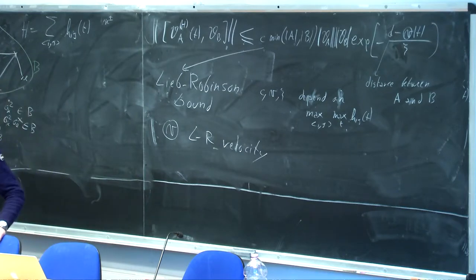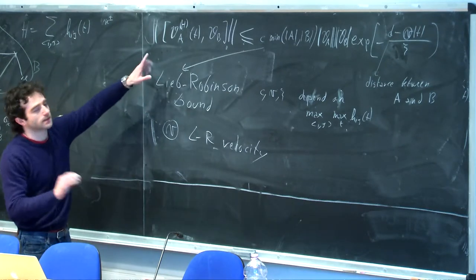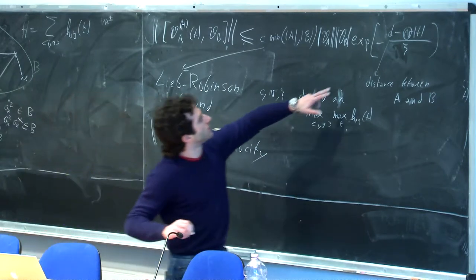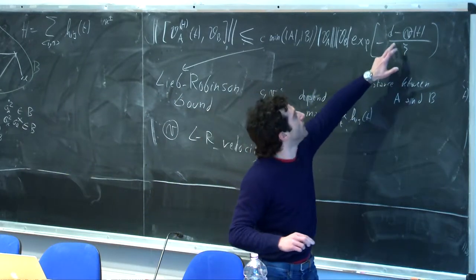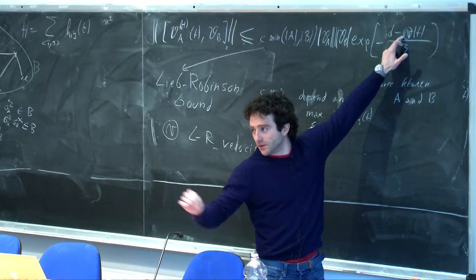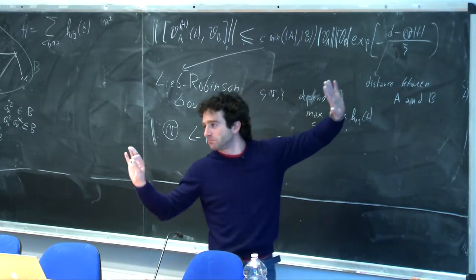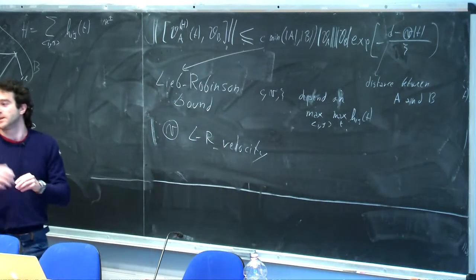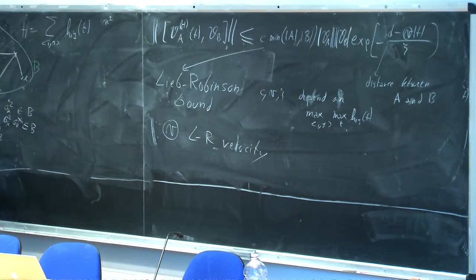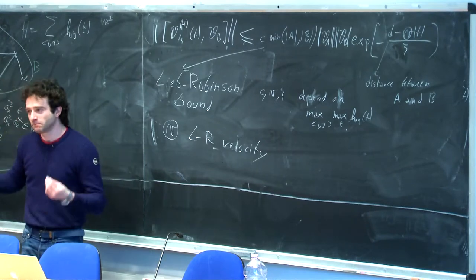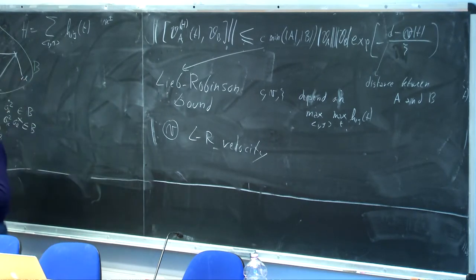Does G depend on time? No. D is just on the exponential. V, no, it's independent of time. V is just a parameter, V times D. It's just a parameter that you compute. I give you the graph, the Hamiltonian, then you can compute this V, if you're able to. But anyway, there is this V, such that you can write this inequality.